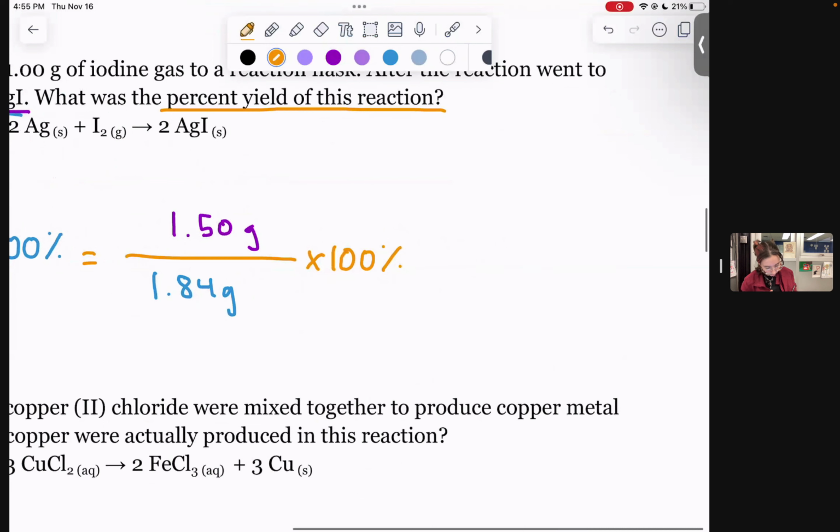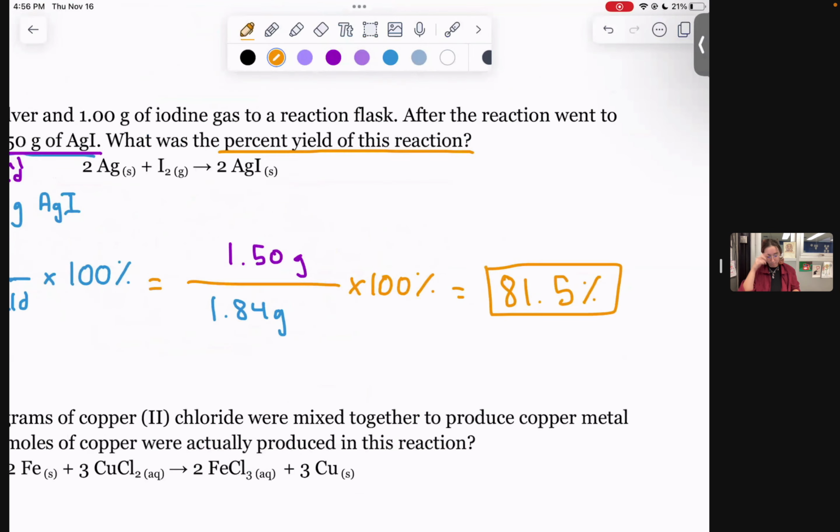And I haven't actually done this, so let me do that. And of course, I don't have a calculator, so give me a second. So 1.5 divided by 1.84. To 3 sig figs, your answer should be 81.5%. So yeah, pretty straightforward.